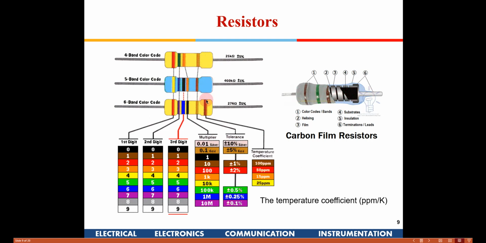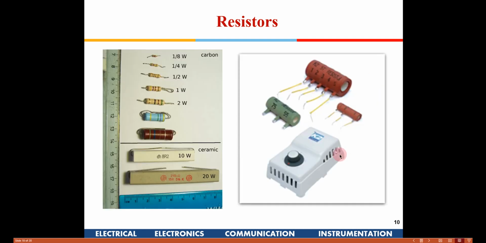Externally they might all look almost the same size-wise, but the values can differ from a few ohms to a few mega ohms, because internally you have these carbon films running, whose diameter, thickness and length can be varied to get the desired resistance.